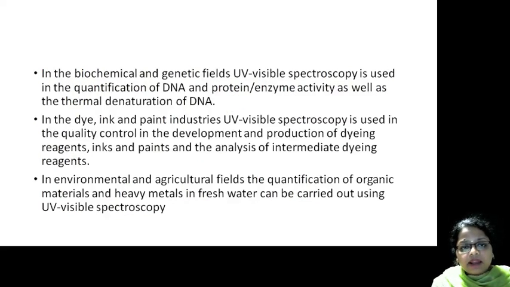Similarly, in the biochemical and genetic fields, you can quantify DNA, proteins or enzymes. In the dyes, ink and paint industry, UV visible spectroscopy is used for quality control. In the environmental and agriculture fields, quantification of organic materials and heavy metals in fresh water can be carried out because all this depends upon the concentration. And UV visible spectroscopy follows Beer-Lambert's law, which relates absorbance to the concentration. That was all about UV visible spectroscopy.